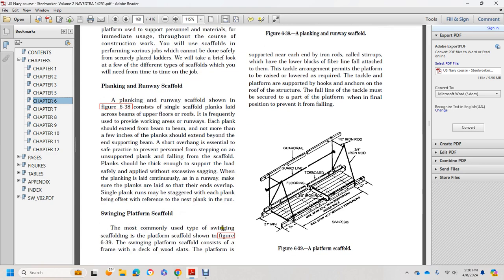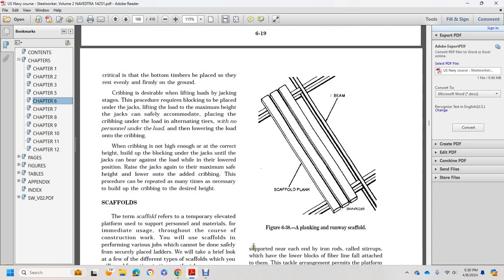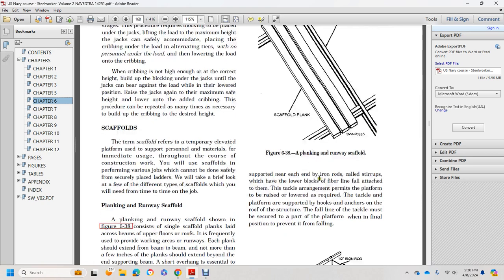Swinging platform scaffold. The most commonly used type of swing scaffold platform is shown in figure 639. Swinging platform scaffolds consist of a frame and a deck of wood slats, the platform. Figure 638 shows the planking runway scaffold, with the plank on the beam.